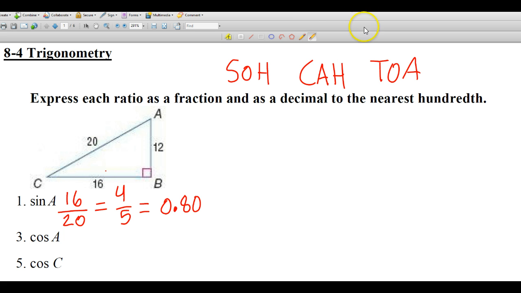Number 3, the cosine of A. Cosine is adjacent over hypotenuse. So the adjacent leg over the hypotenuse from angle A. So from angle A, the leg that is next to the angle is 12. And our hypotenuse is still 20. And we can simplify that, divide them both by 4, and we get 3/5, which is equal to 0.60.